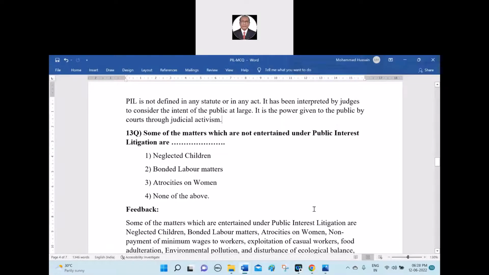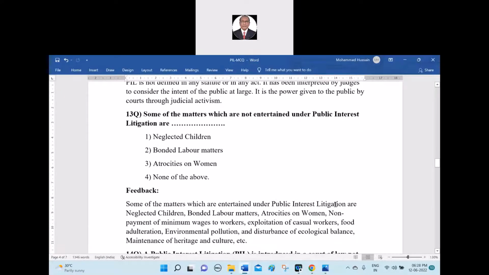Actually, some of the matters which are entertained under public interest litigation are, here I say, are not. Neglected children, yes, it is entertained. Bonded labor also entertained. Atrocity on women also entertained. None of the above. Then, I say not. When I say not, it means negative. When you say negative, none of the above is the right answer. Is it clear? Yes, sir.